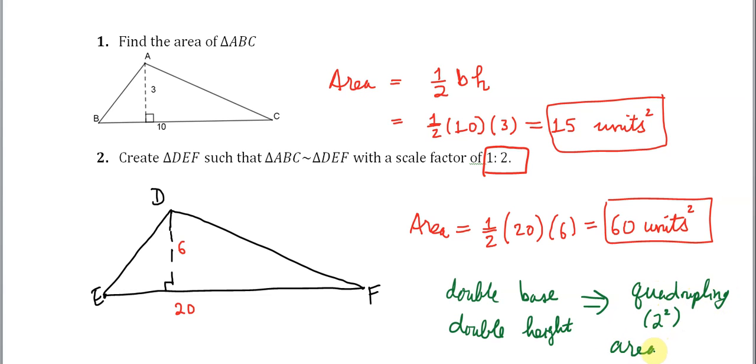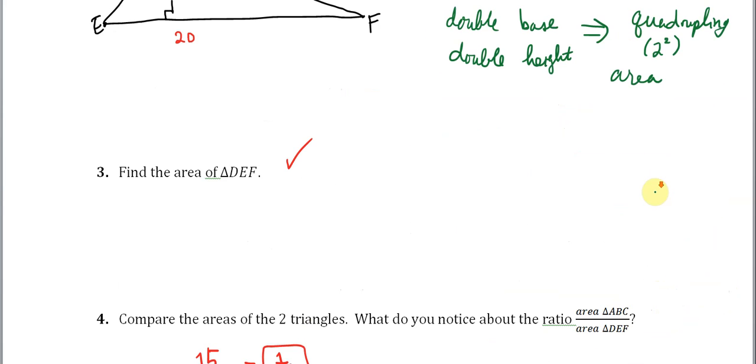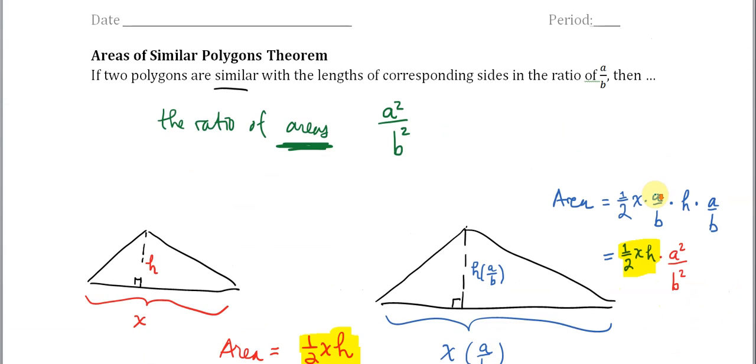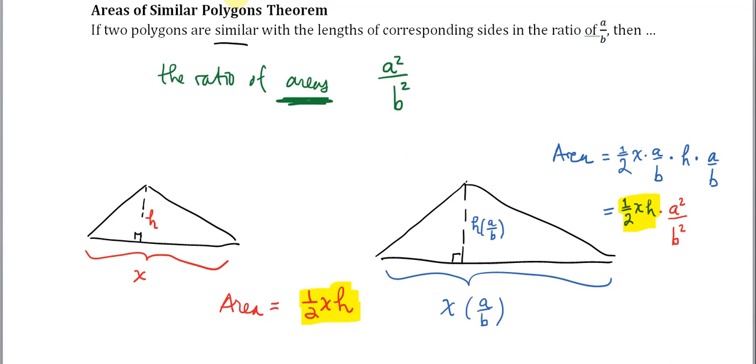The area of the triangle, when we're looking at similar triangles. Okay, so this is the big idea here for similar polygons and their areas. Whatever is the ratio of the side lengths, the ratio of the areas will be the side length ratios squared.